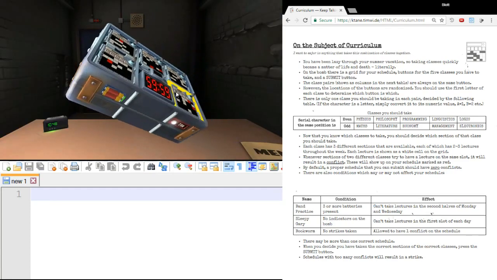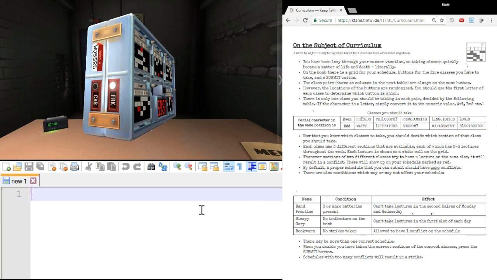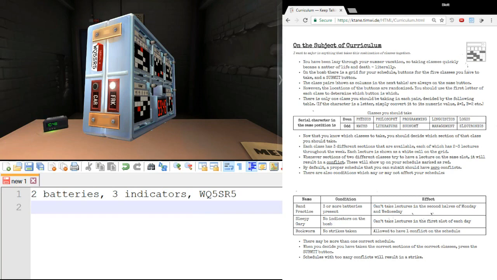We have, I'm just going to write the important parts: 2 batteries, 3 indicators, WQ5, SR5. That's all we need edge work wise.